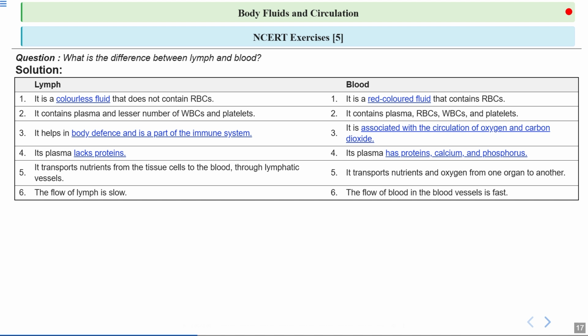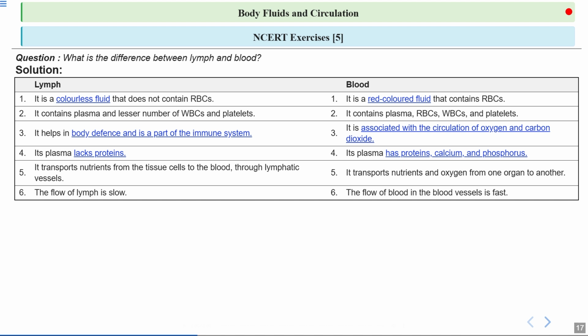While blood is red due to the presence of RBCs and is responsible for transporting oxygen and carbon dioxide throughout the body. Okay, so lymph, you can see, is a colorless fluid, and blood is a red colored fluid that contains RBCs. RBCs consist of a red colored pigment known as hemoglobin. Now lymph contains plasma and a lesser number of WBCs and platelets, and blood contains plasma, RBCs, WBCs as well as platelets.